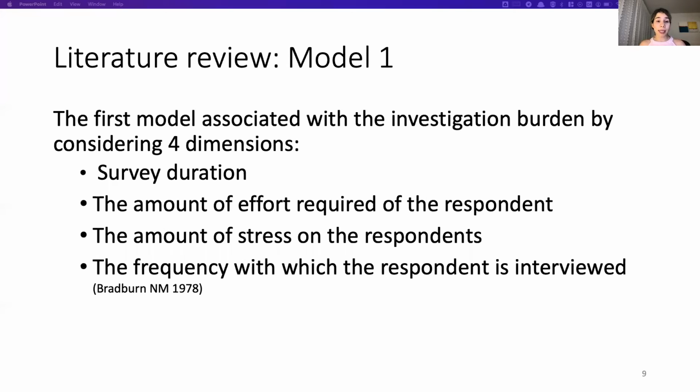Regarding the models developed to study and measure burden, the very first one was developed by Bradburn by considering four dimensions: survey duration, the amount of effort required by respondents, the amount of stress, and the frequency with which the respondent is interviewed.